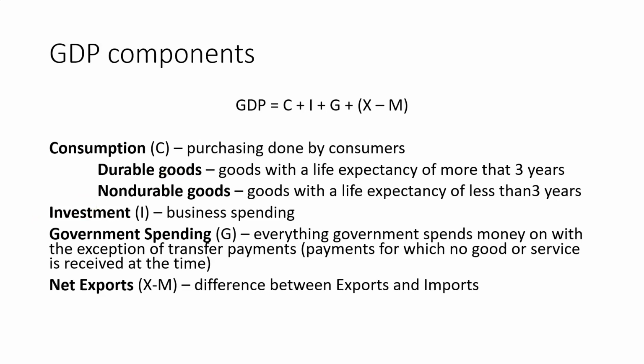Now, non-durable goods are goods that have a life expectancy of less than 3 years. They don't always have to be expensive. You're talking food, clothing, things like that. So we normally don't hear about non-durable goods orders. We usually only hear about durable goods.